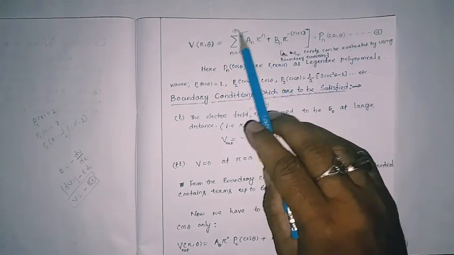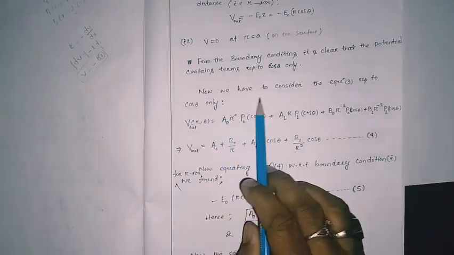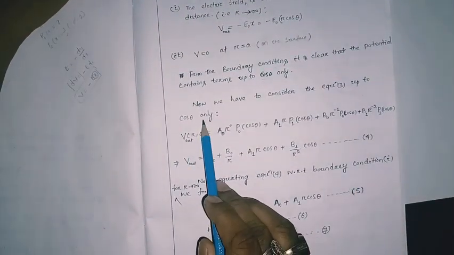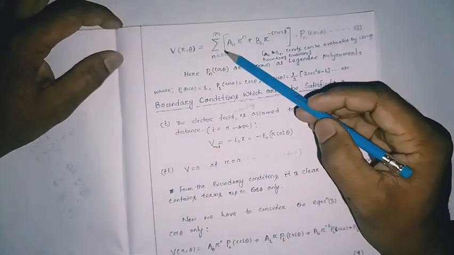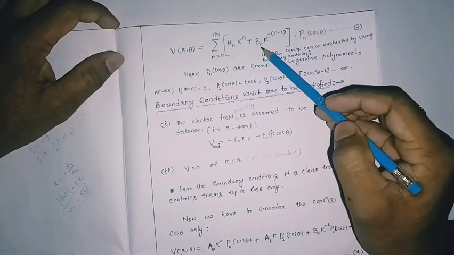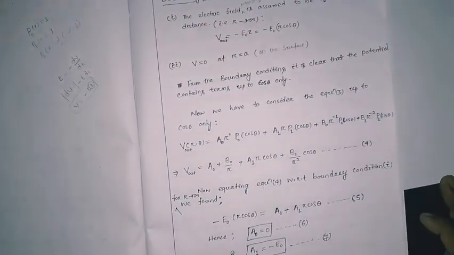I am going to write all the terms. So now we have to consider equation number 3, up to cos theta only. Here a summation is there. If I open this summation, then this will be a0 r to the power 0, b0 r to the power minus 1, like this. So the same thing I have to write.